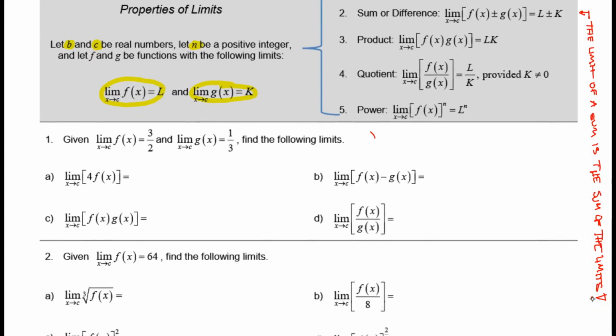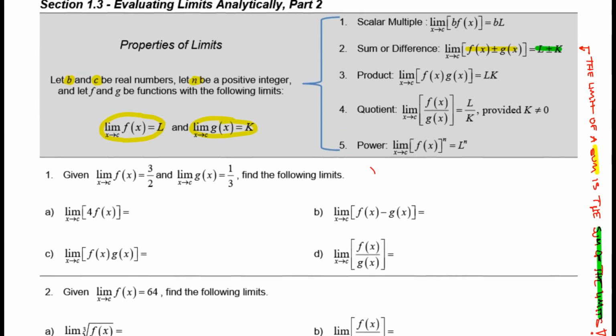Okay, folks, the way I like to think about this one is the limit of a sum, and here's our sum. So the limit of a sum is the sum of the limits, and that's that second part there, when we're adding the two limits. And that kind of works for the rest of these properties too. For property 3, we have a product. So the limit of a product, f times g, is equal to the product of the limits, L times k.